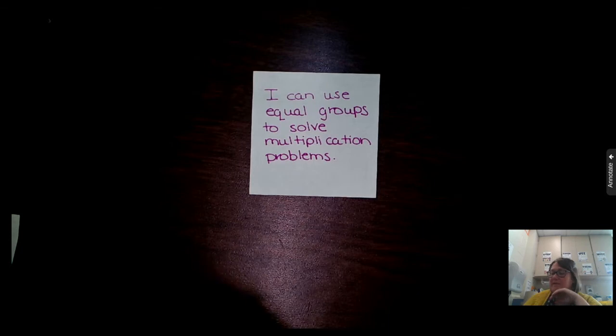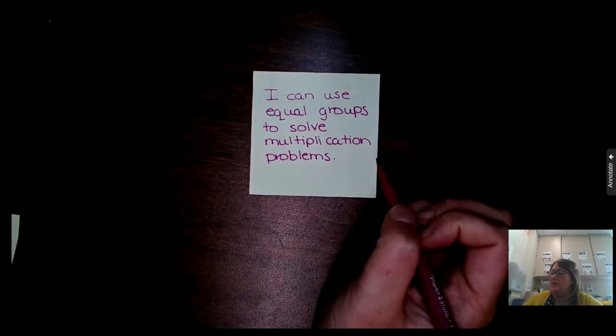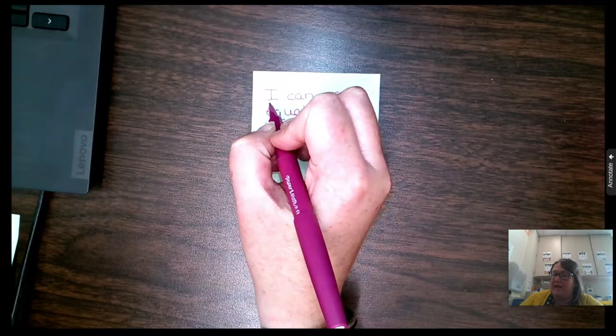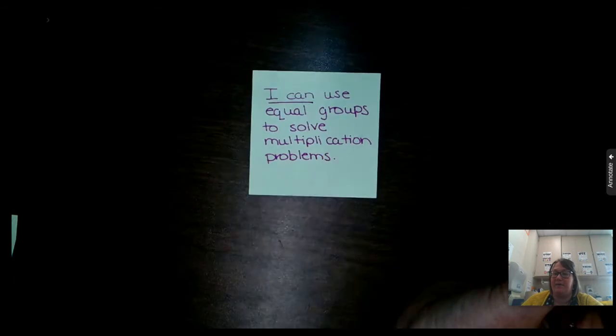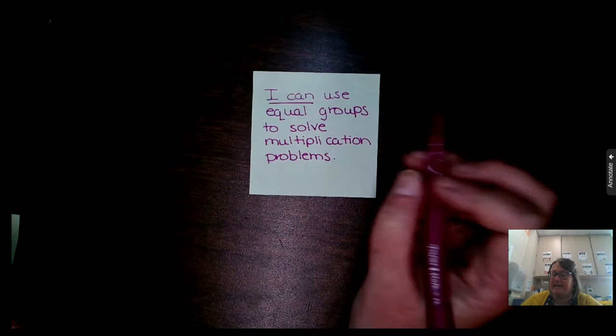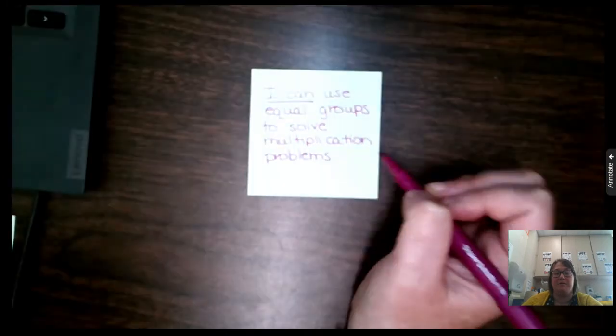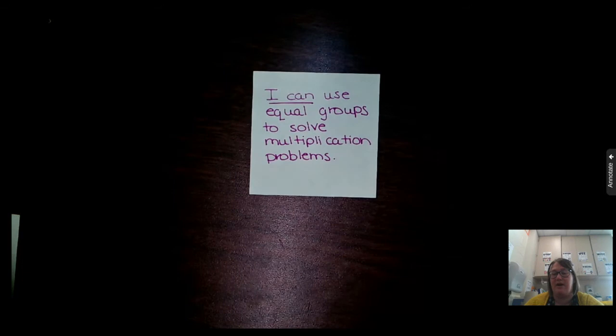So I wrote on a sticky note our lesson for today, and I wrote an I can statement. By the end of our lesson today, you're going to say, I can use equal groups to solve multiplication problems. So there it is. We are doing multiplication on day one of our lesson today.